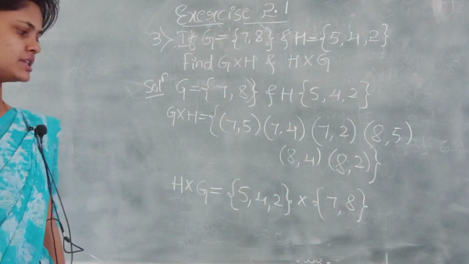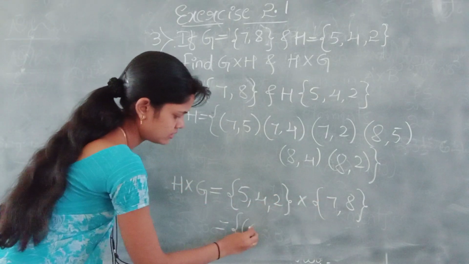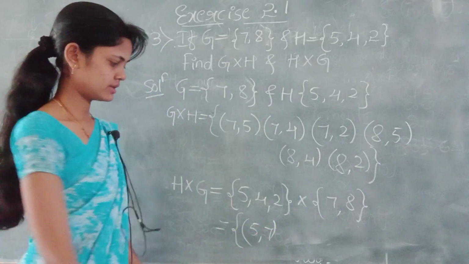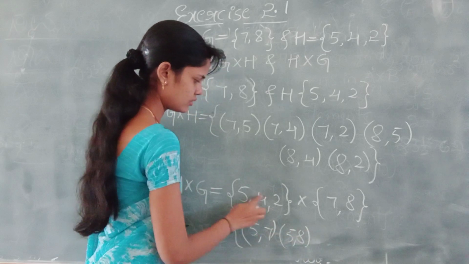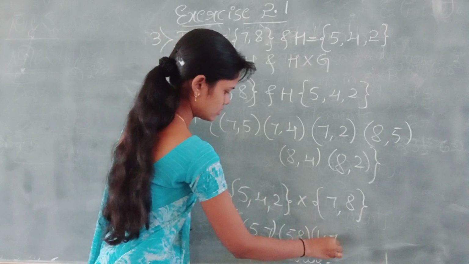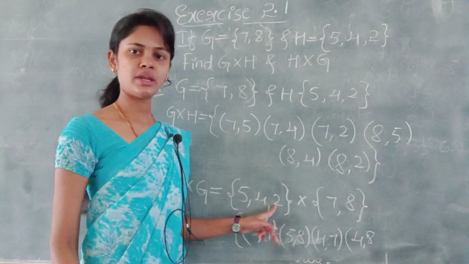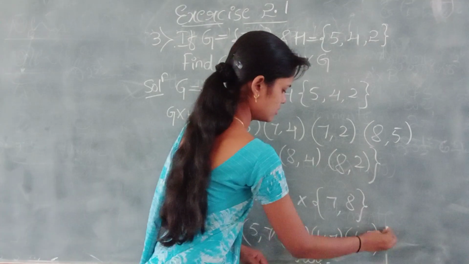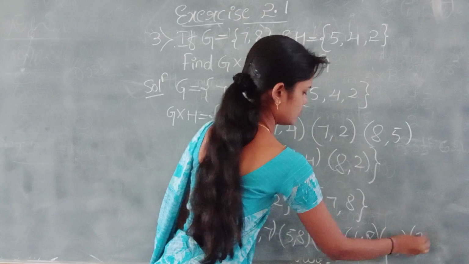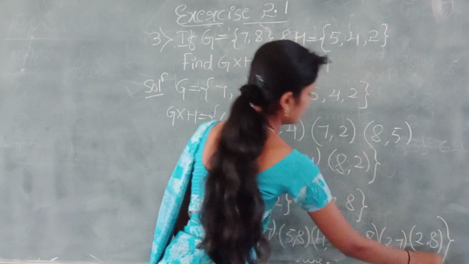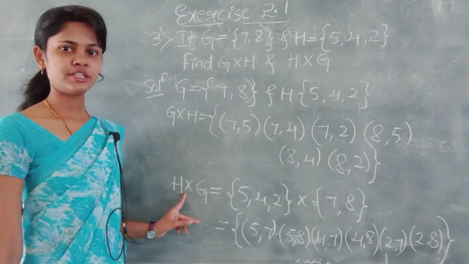Then the elements will be from 5, 7, right? Then 5, 8, then 4, 7, 4, 8, and then remaining 2, 7, and then 2, 8, right? This is the Cartesian product of H and G, that is H cross G.